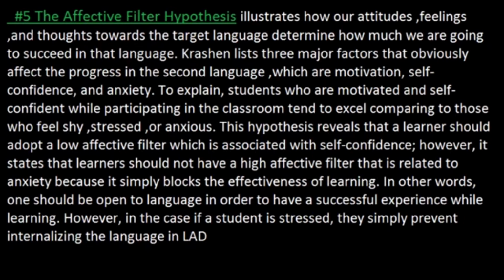The last hypothesis is called the affective filter hypothesis, which illustrates how our attitudes, feelings, and thoughts towards the target language determine how much we are going to succeed in the language. Krashen lists three major factors that obviously affect progress in the second language, which are motivation, self-confidence, and anxiety. To explain, students who are motivated and self-confident while participating in the classroom tend to excel compared to those who feel shy, stressed, and anxious.